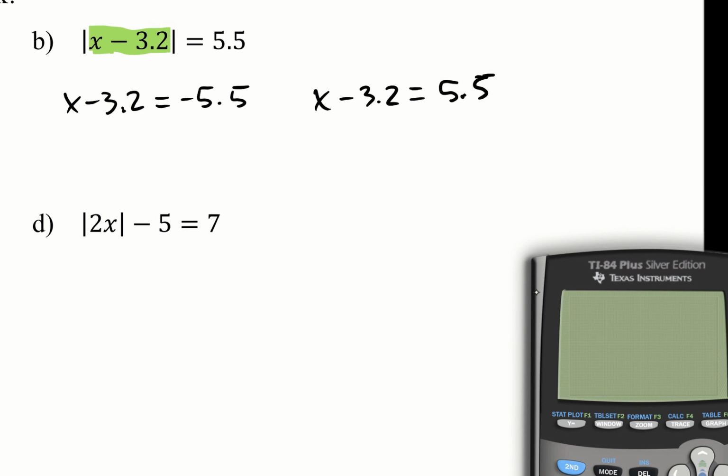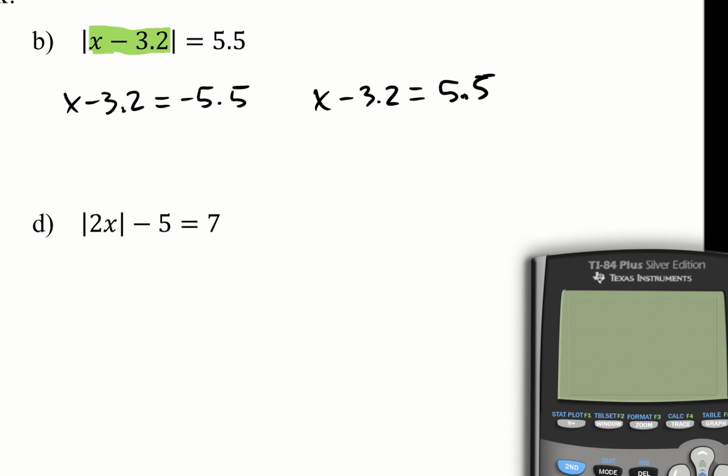So those are the two equations I get, and this is the trade-off. When I want to get rid of that absolute value notation, I have to think about two different things. The absolute value is kind of nice because it allows me to collapse it to just that one thing, but now I've got to think about the two things.